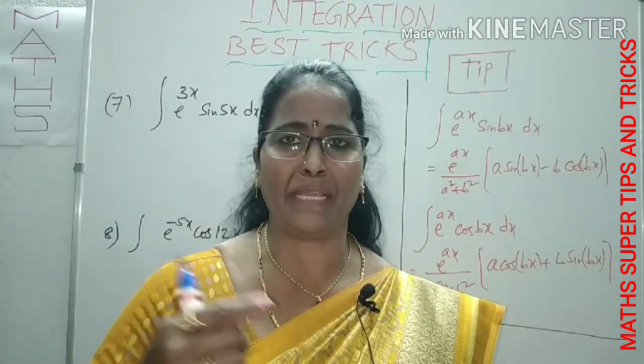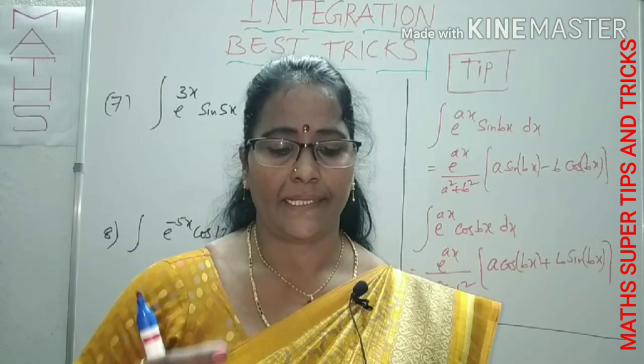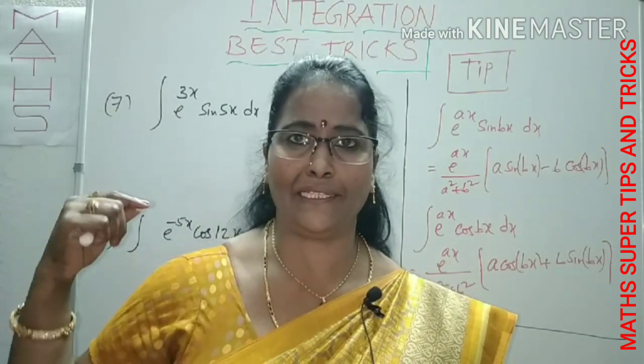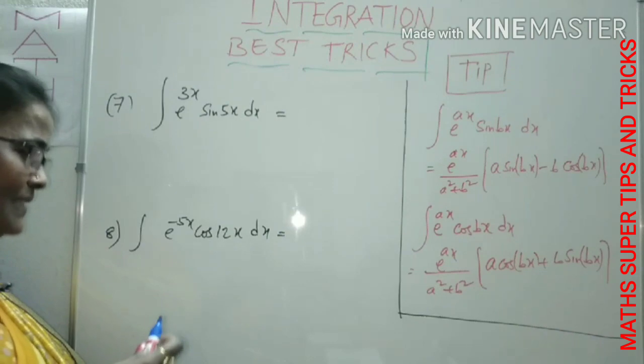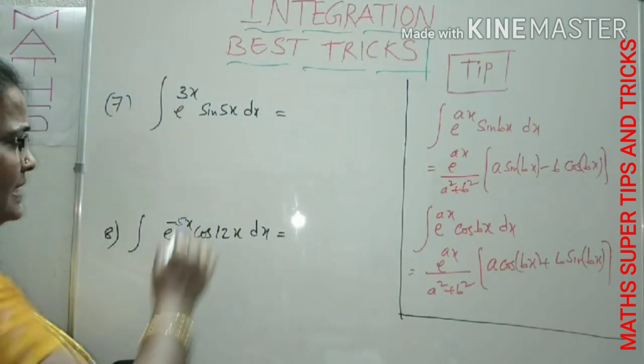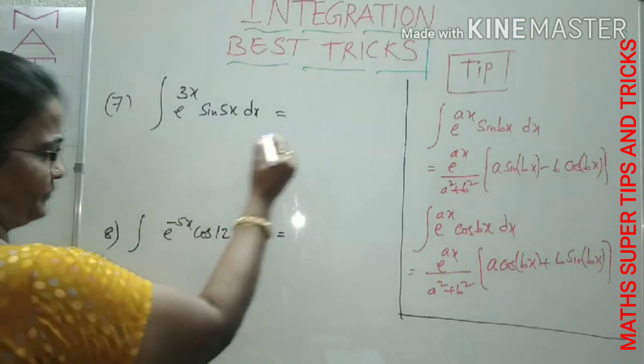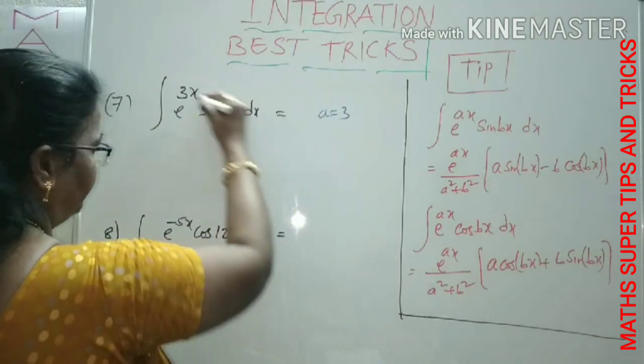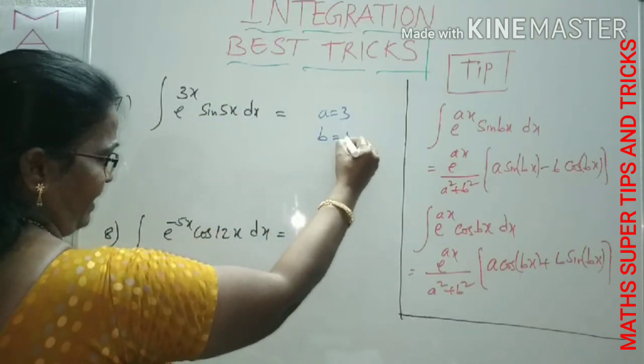So in place of a and b you may use any real number. How can you use that? We can look at these questions. What is question number 7? e^3x sin 5x is asked. Here, a is 3 and b is 5.